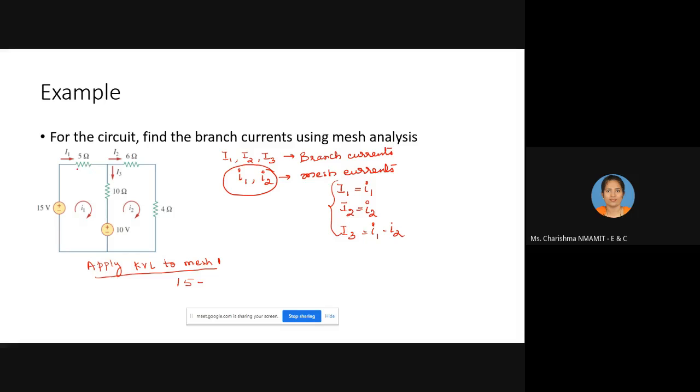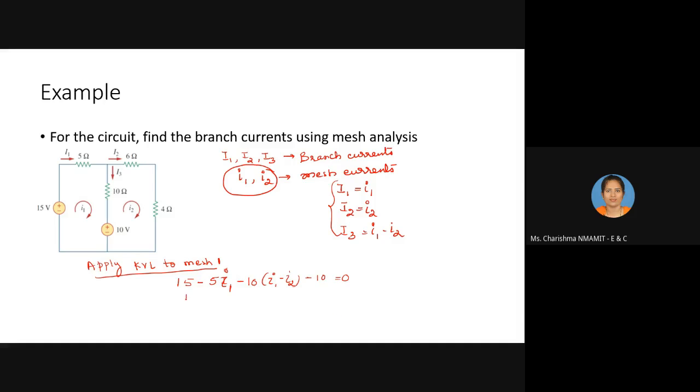In the resistor, the current is flowing from higher to lower potential. So this will be minus, right? So it is minus 5I1 minus 10 into I1 minus I2. Sorry, this is small i1. Okay, this is a mesh current. 15 minus 5I1 minus 10 into I1 minus I2 plus 2 minus 10 equal to 0.